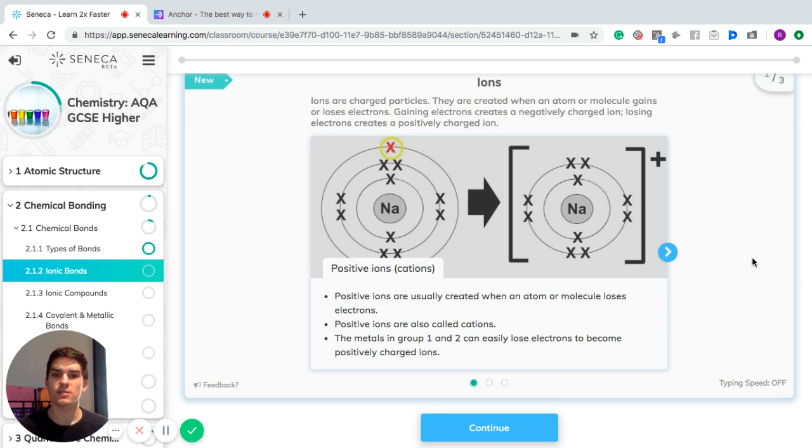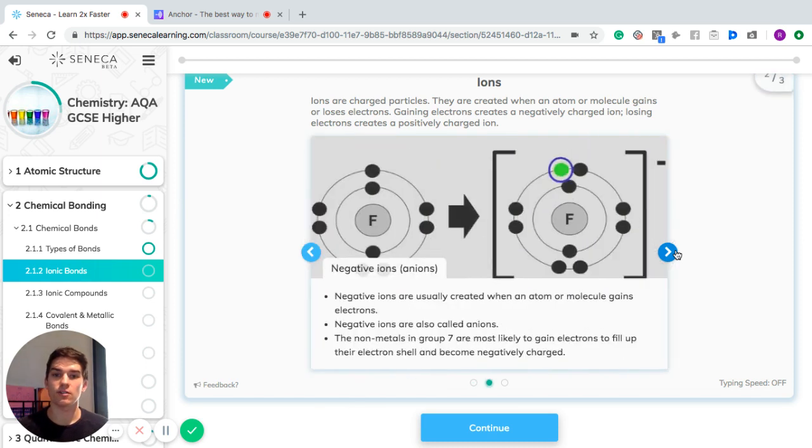Now, positive ions are also called cations, and they're usually created when an atom or molecule loses electrons. The metals in group 1 and group 2 of the periodic table can easily lose electrons to become positively charged ions.